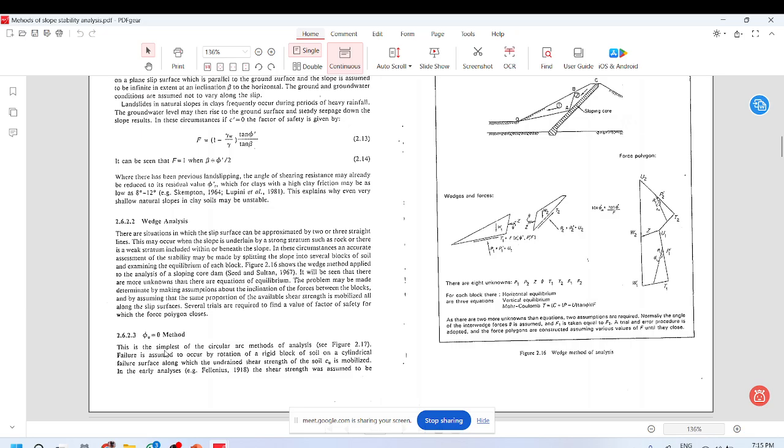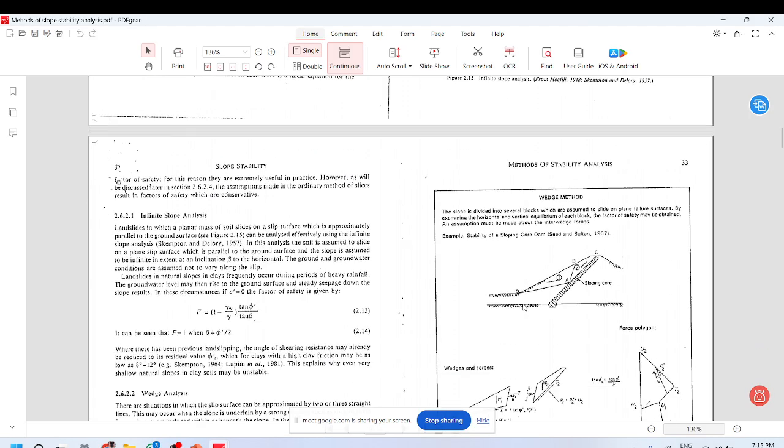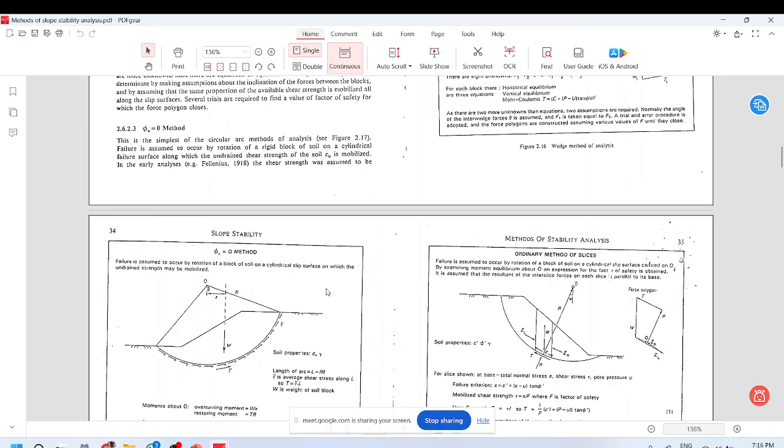The phi u = 0 method is the simplest of the circular arc methods of analysis. Let's discuss this later. Okay, the phi u method, which we were discussing just now. Failure is assumed to occur by rotation of a rigid block of soil on a cylindrical failure surface, along which the undrained shear strength of soil Cu is mobilized. Okay, so this is cylindrical, as in extending in the plane direction.